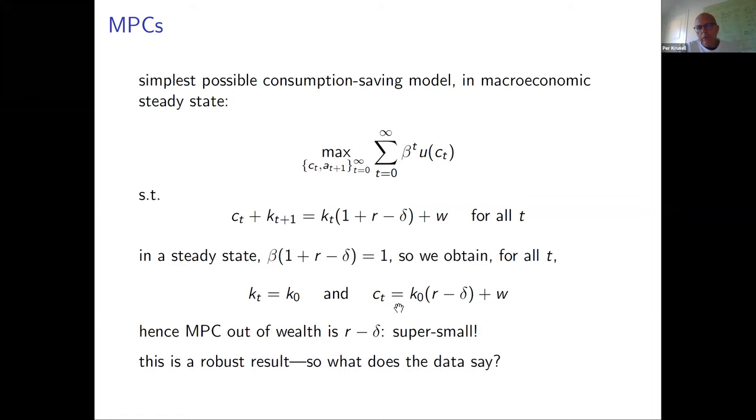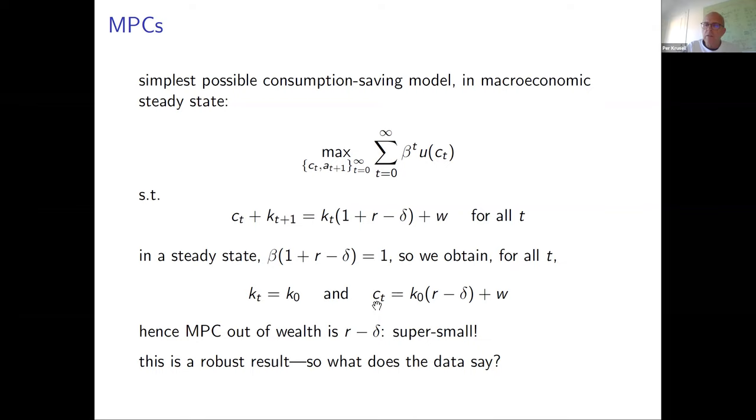It gives a saving and consumption rule that you all are very familiar with. Consumption is just the return on the money you have in the bank plus the flow income, which is constant over time. You maintain the same level in the bank as you started the period with, okay? But what I want to focus on here is that if I give somebody money, if I increase K0, how much does C go up?